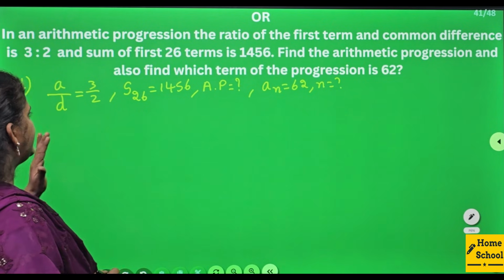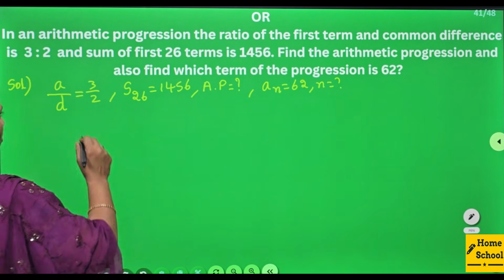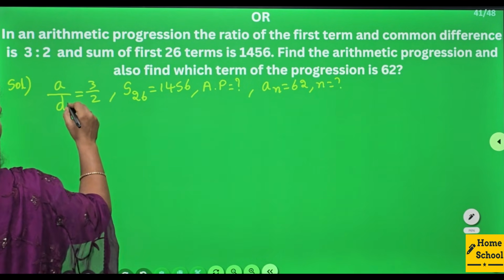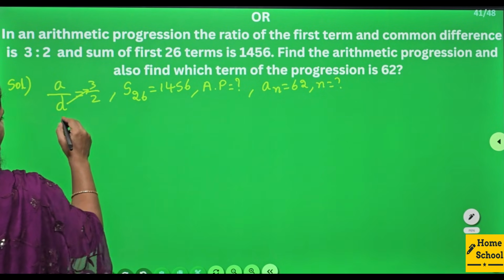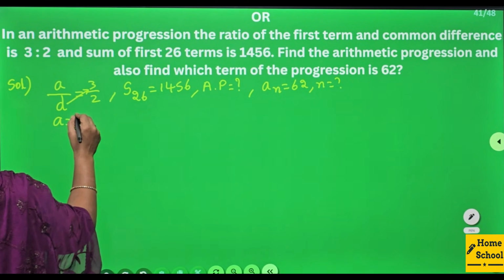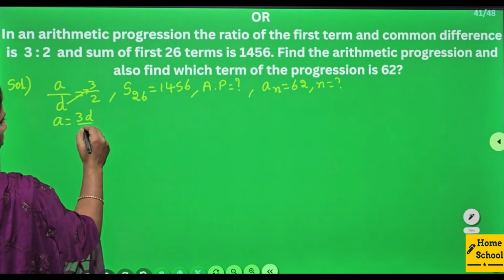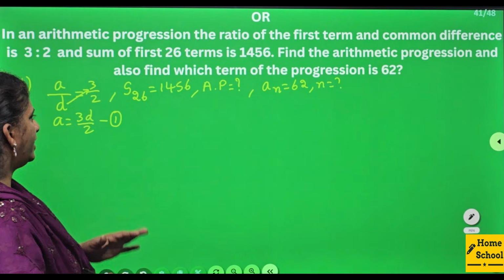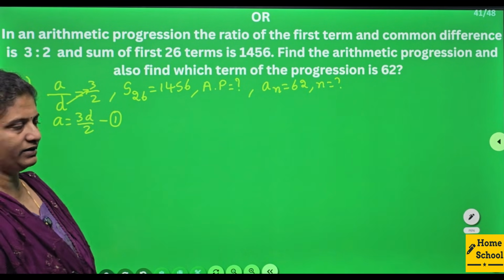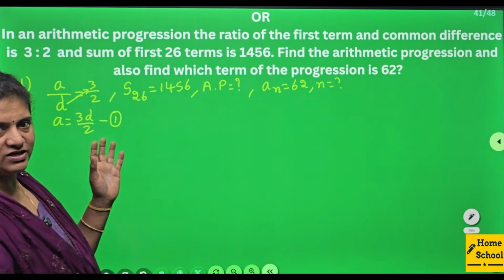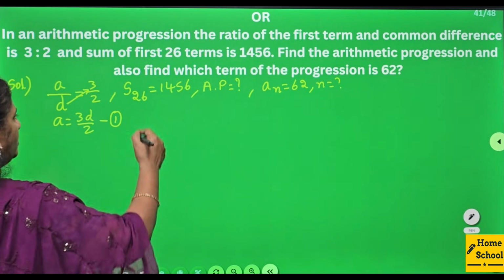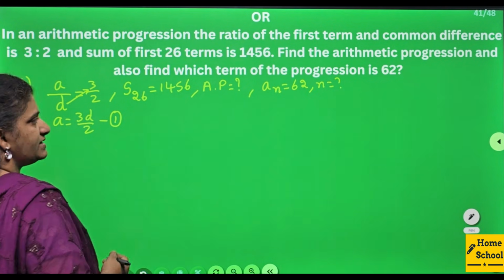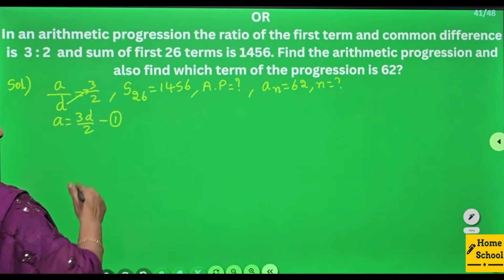Okay. So let us start by seeing this ratio. How can I proceed this? Let us bring this d this side. A is equal to 3d by 2. Mark it first equation. Further I cannot do, d as it is, I'll take. Right? Instead of A, you substitute 3d by 2. Given S26 is equal to 1456.